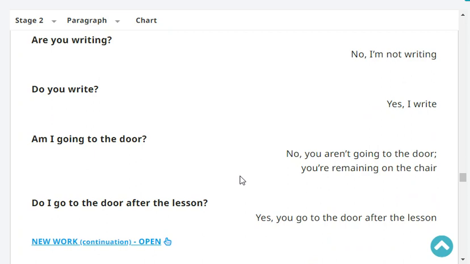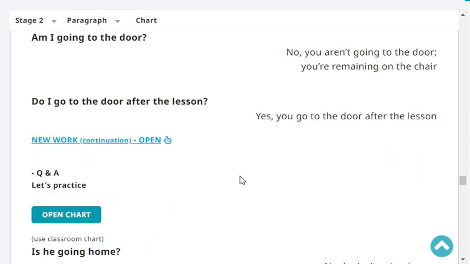Am I going to the door? No, you aren't going to the door. You are remaining on the chair. Do I go to the door after the lesson? Yes, you go to the door after the lesson. Very good.